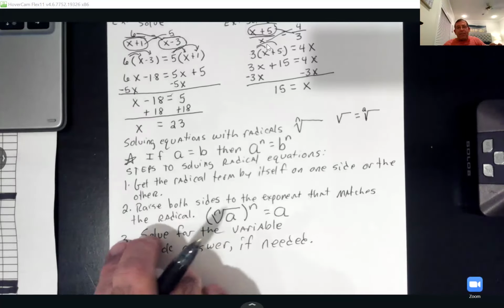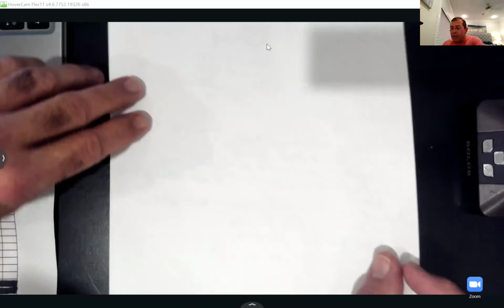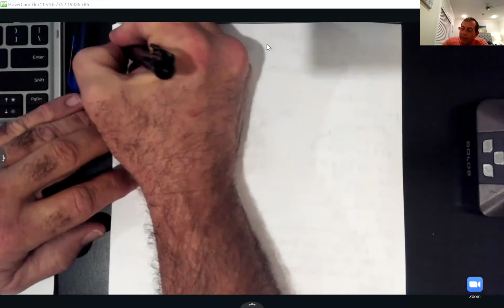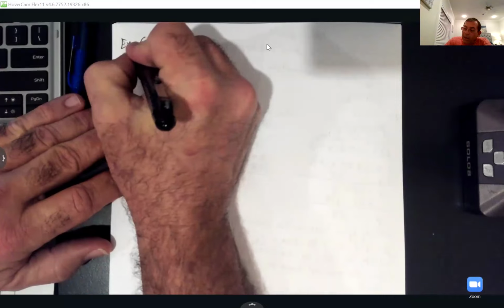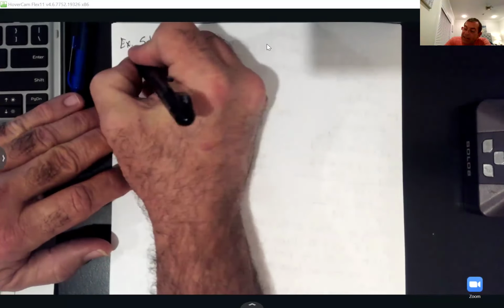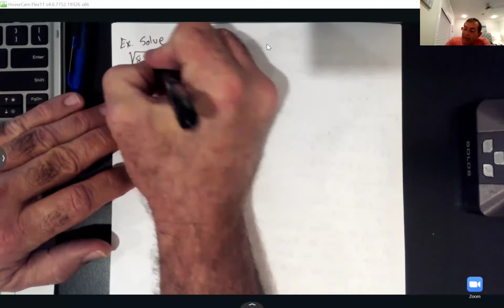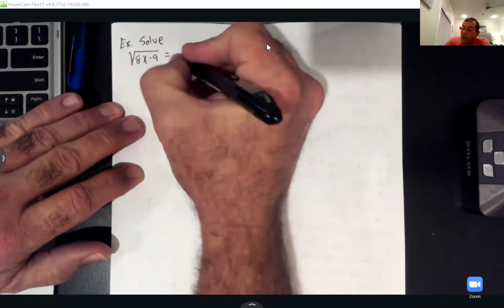So these next few problems are going to deal with these radical equations to bring back those memories, okay? These will just say solve. So we're going to solve the square root of 8x minus 9 equals 1.